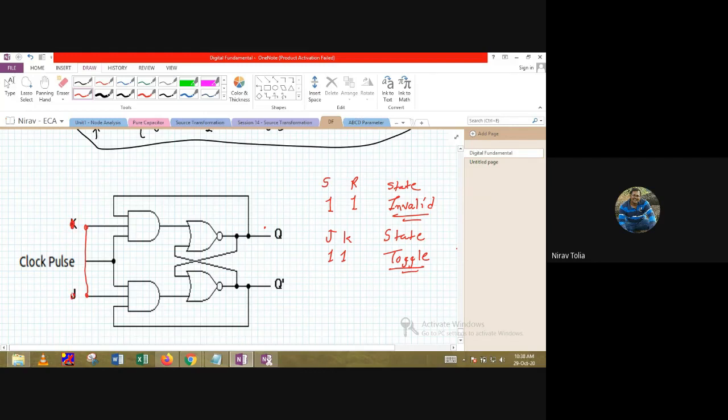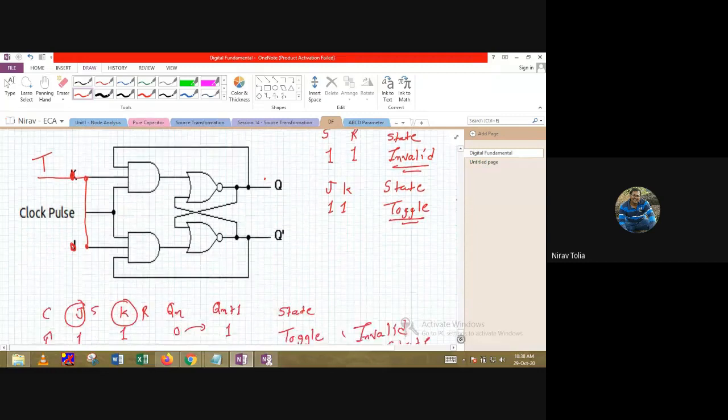we do not have a J and K. We have only one input, which is T, and here T means toggle. So in a T flip flop, we have only two possibilities in the truth table. Which ones?